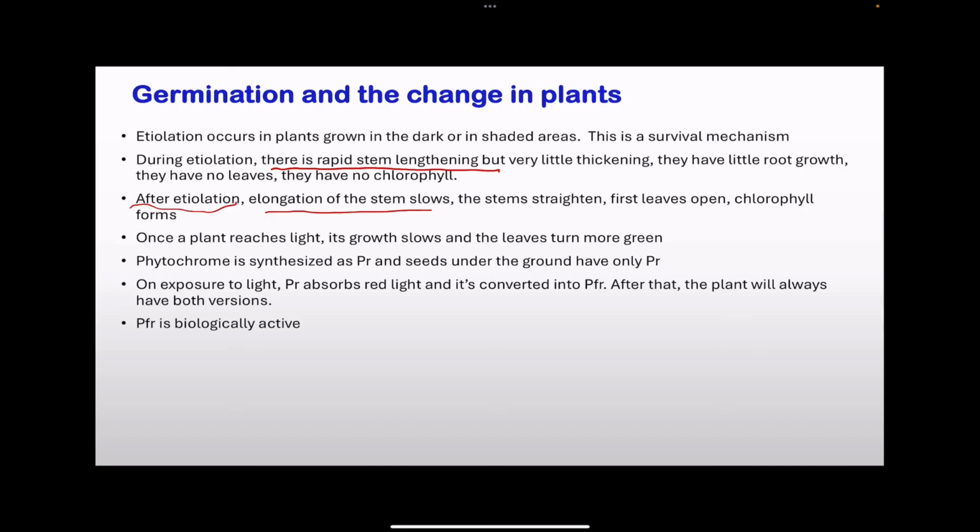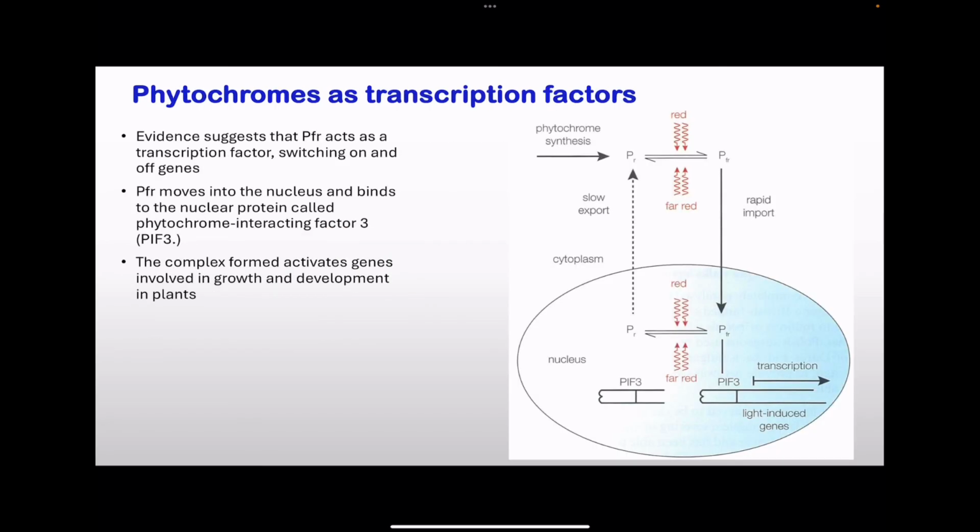Remember, we initially said phytochrome is synthesized as PR, and so these seeds are going to have PR only under the ground. This PR is going to be converted to PFR when exposed to red light, and after that there will be both versions. But also you need to remember PFR is the biologically active one. So since this part is about phytochromes acting as transcription factors, we're going to focus on phytochrome far red. So some studies were carried out, and again, you do not necessarily have to memorize the whole thing. All you need to know is there is evidence that PFR can act as a transcription factor by switching on specific genes involved in growth of plants.